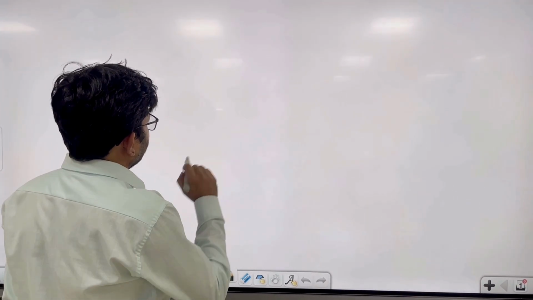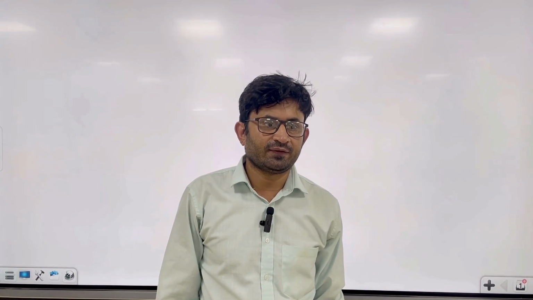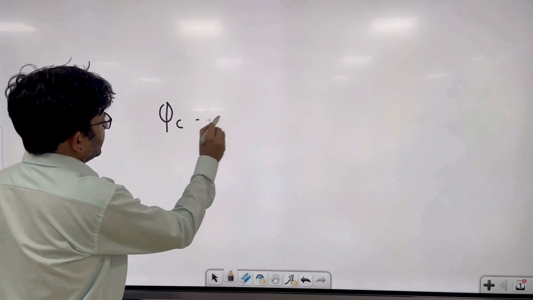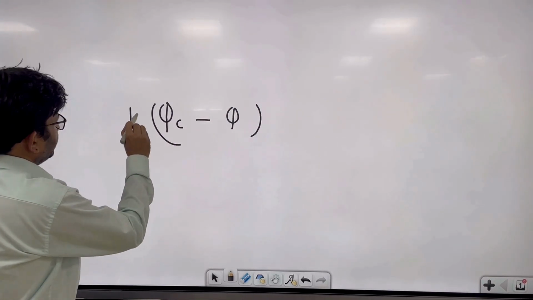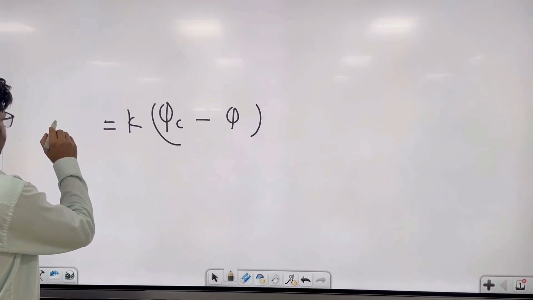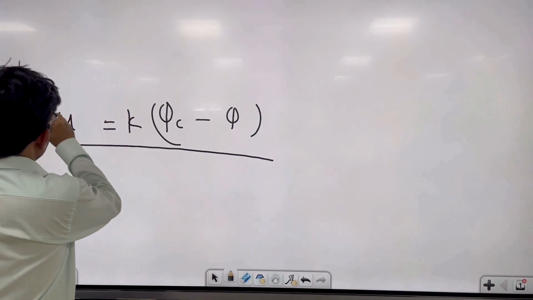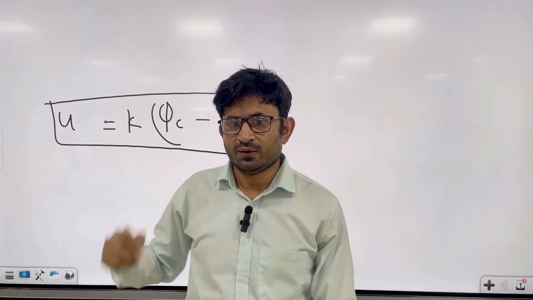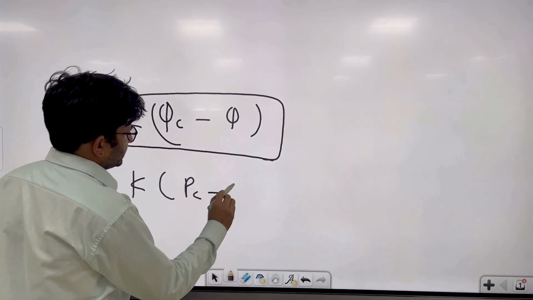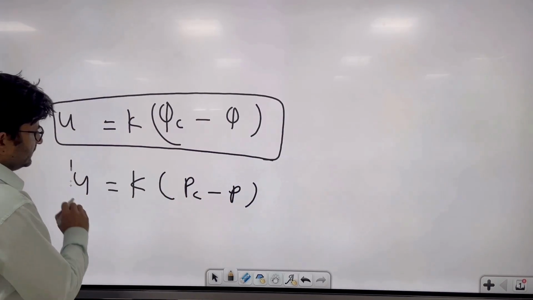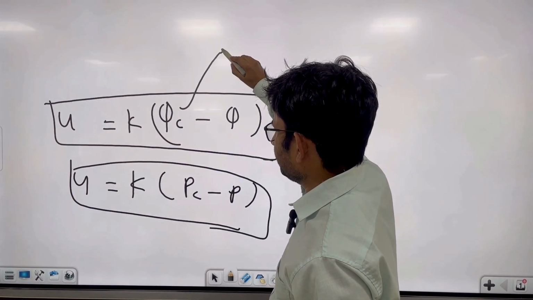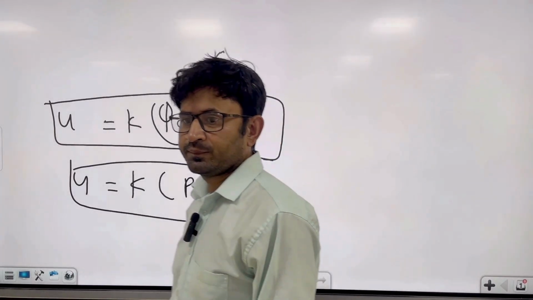Let's say you are commanding any kind of angle, for example the roll angle: phi command minus phi, multiplied by some gain. You get some kind of u value. It can also be p command minus p, the roll rate, and you will get u. So basically here you are trying to achieve the roll angle phi and the roll rate.